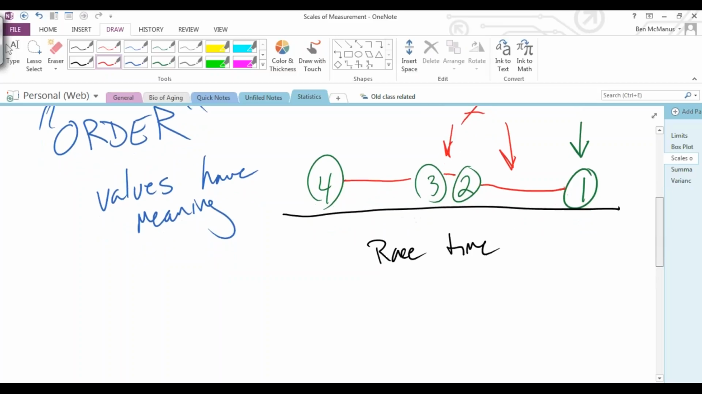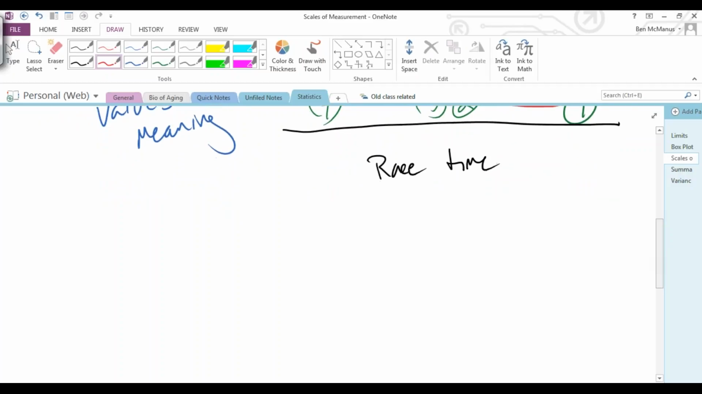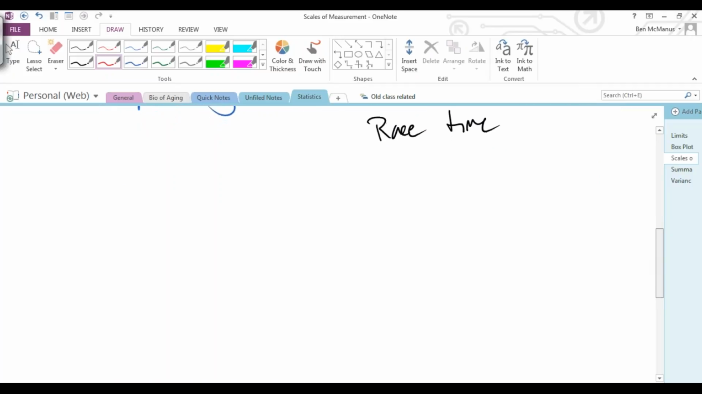So order is the key component of ordinal data. The numbers mean something. They stand for a place, a ranking, a placement or a ranking, some sort of order, but the difference between those does not stay consistent. Does this mean that they always have to be a number?